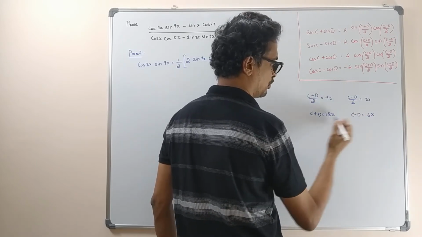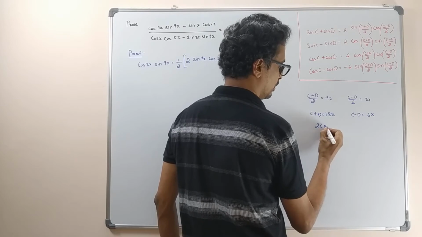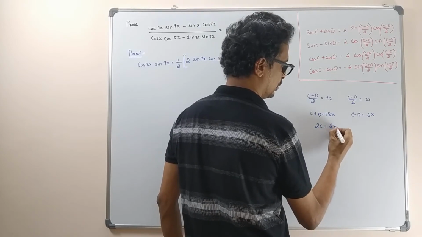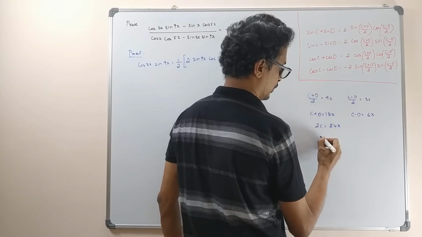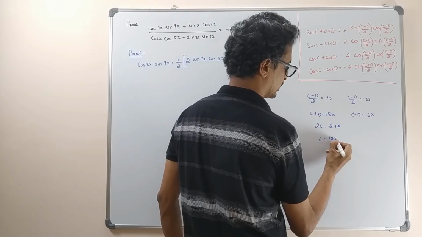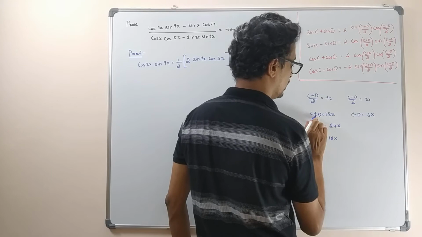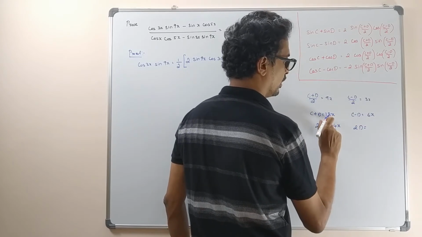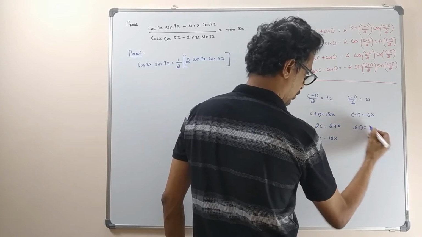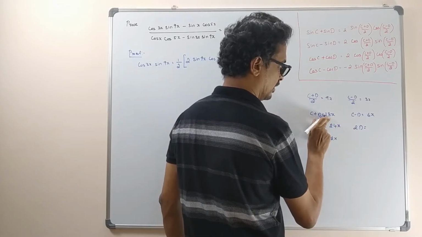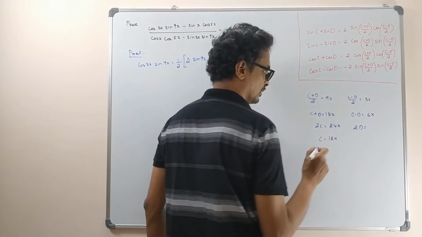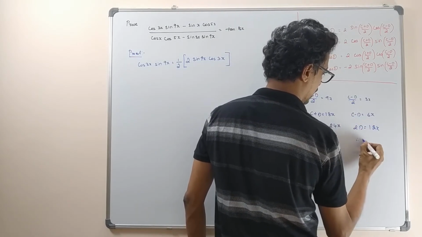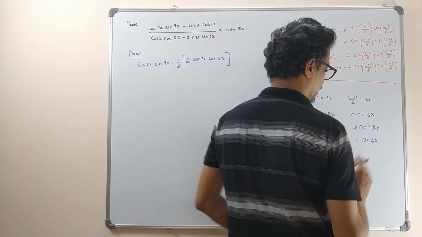When adding them both, 2C will be 24x, so C is equal to 12x. Subtracting, 2D will be 18 minus 6, that is 12x, therefore D will be equal to 6x.